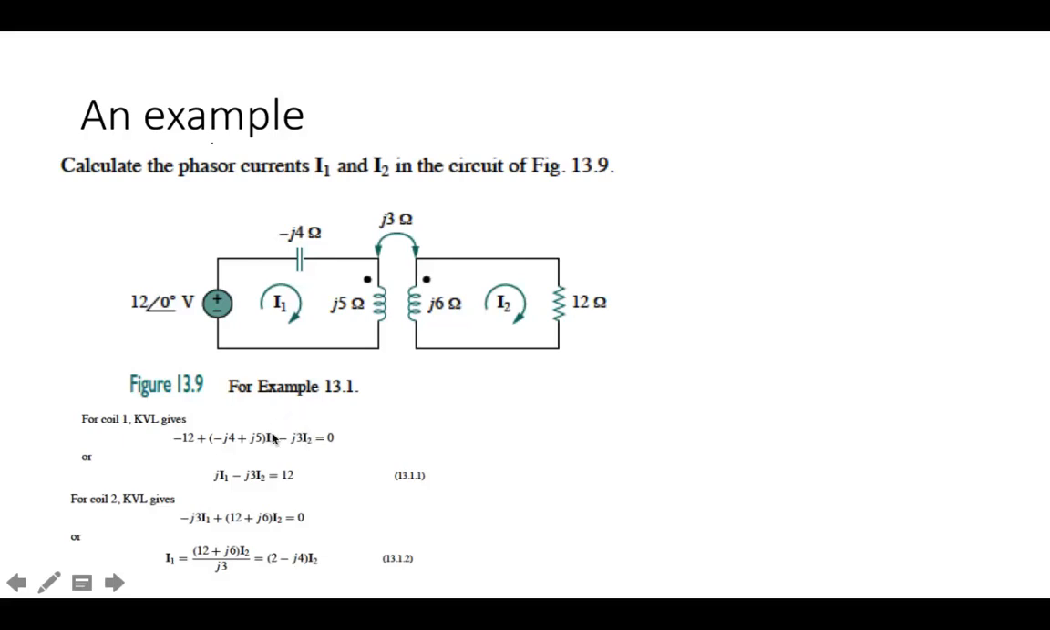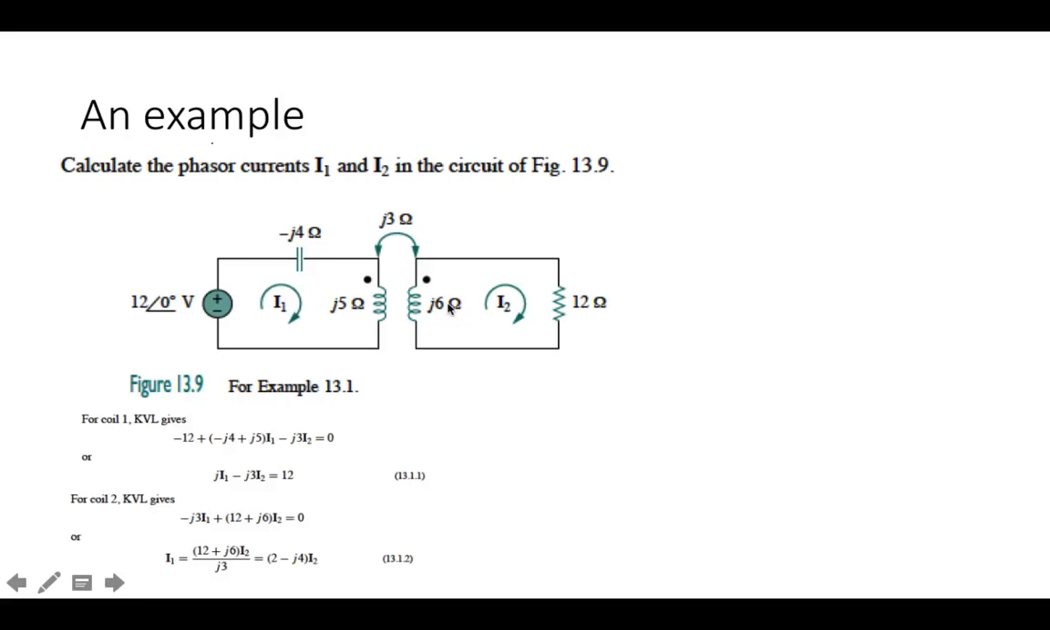So that's going to enter as a rise in my equation where I'm counting drops as positive. We then simplify that and notice for a single mesh, that's actually not physically connected, we get an I1 and an I2 term because it's inductively coupled. Now let's look at coil 2.